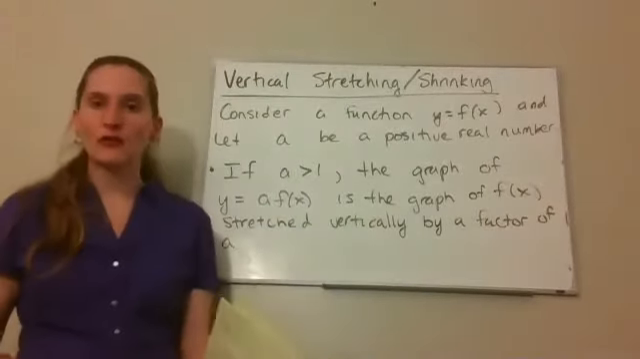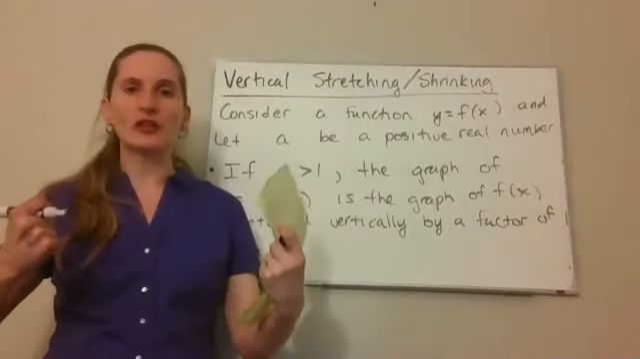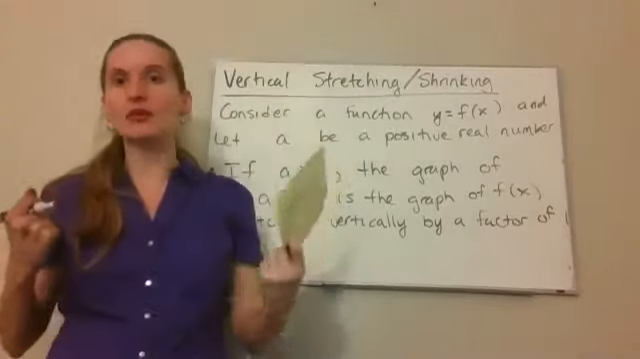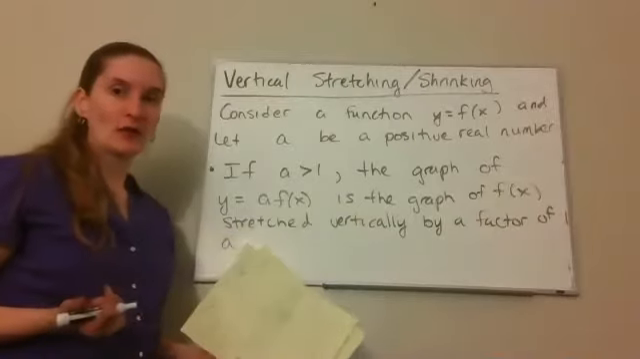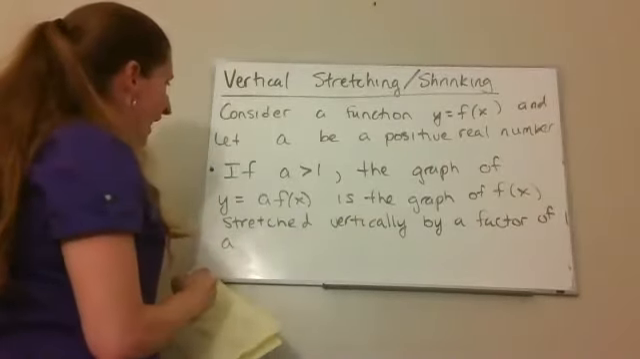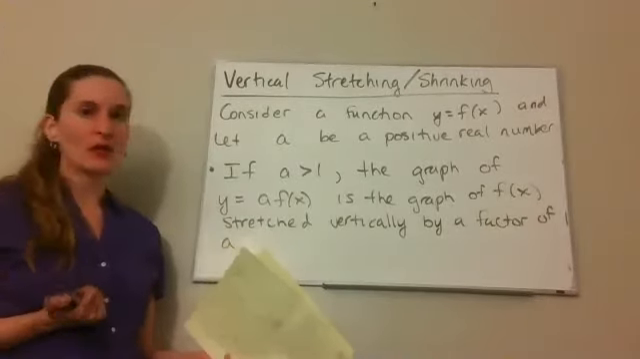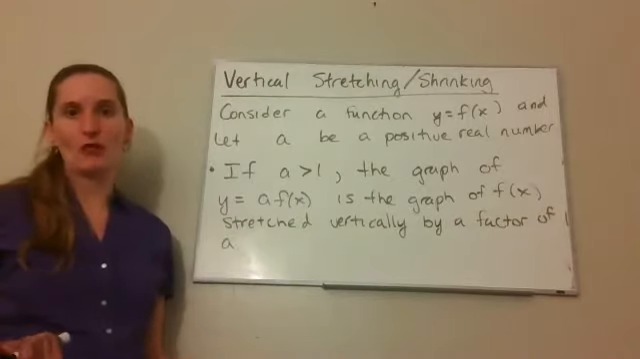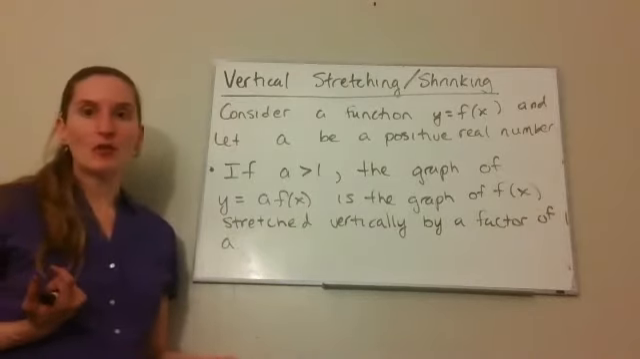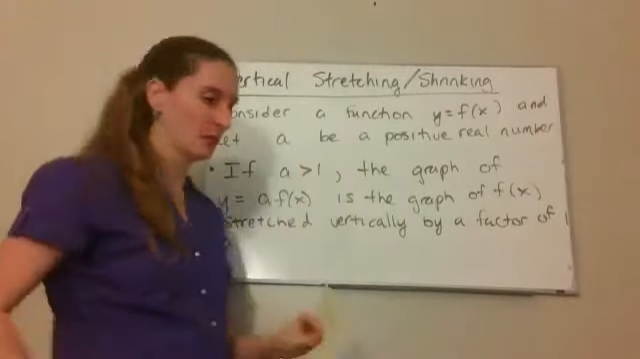So by stretching vertically, what we mean by that is picture grabbing onto both ends of your graph and literally stretching it upwards. That is what vertical stretches do. Now, that is what happens when your a is bigger than 1, but a can be any positive number, so it could also be a number between 0 and 1. If it's between 0 and 1, that's your shrink. That's where you take your graph and push it down.